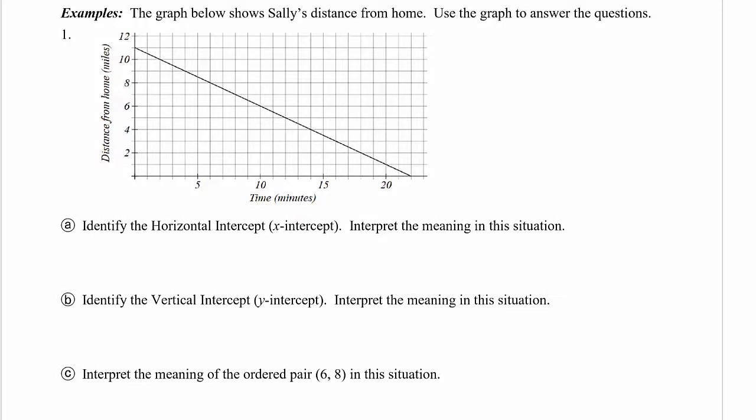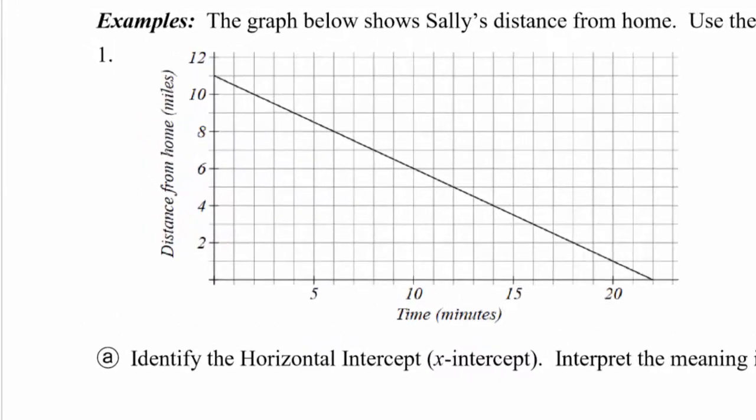So let's take some of those skills that we've been practicing, finding intercepts, graphing lines, and let's read information off of a graph. So we're starting off with the graph and we want to interpret the graph. So look at what it says. It says that the graph below shows Sally's distance from home. Use the graph to answer the questions. So let's take a minute to look at this graph.